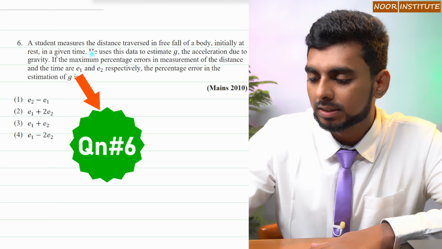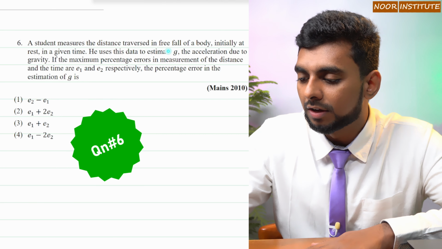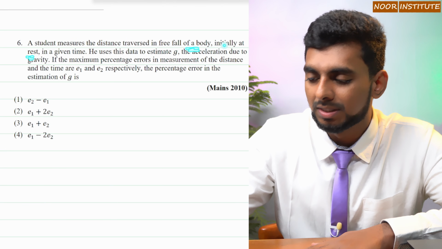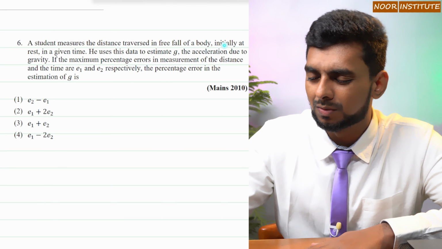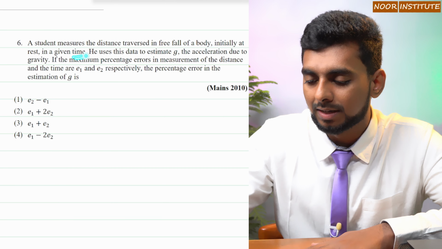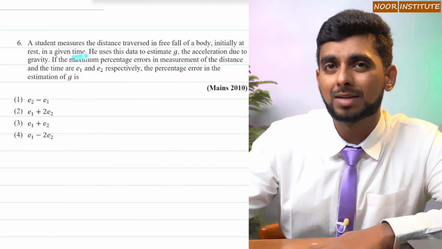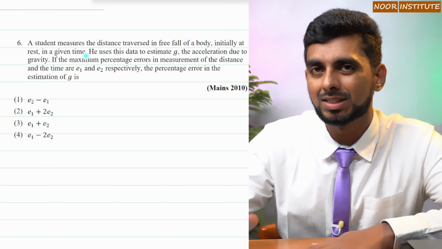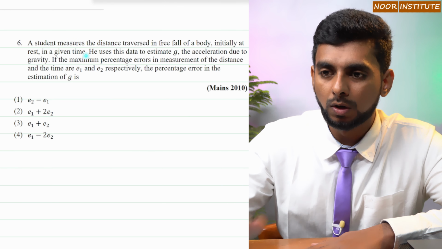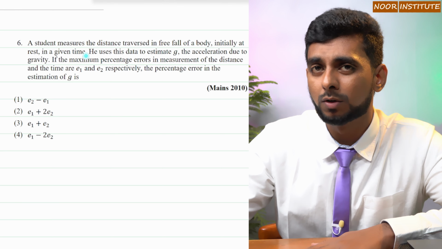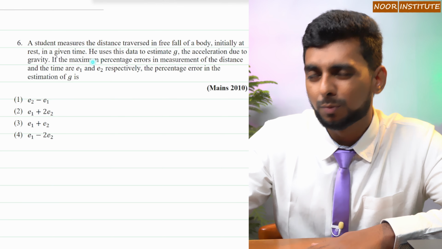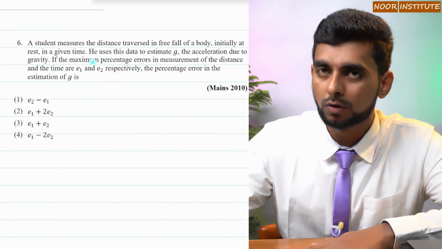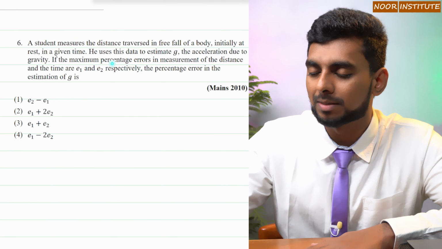A student measures the distance traversed in free fall of a body initially at rest. So it is free fall, which means initially the velocity was equal to 0, in a given time. We will do all those free fall in the next chapter, which is motion in a straight line. As of now I'll give you the required formula that is needed for this sum. Anyway, you will know that formula in the next chapter. You might have already known it in your lower grades. Even if you do not know, it's not a problem. We will do that formula in the next session, in the next chapter.